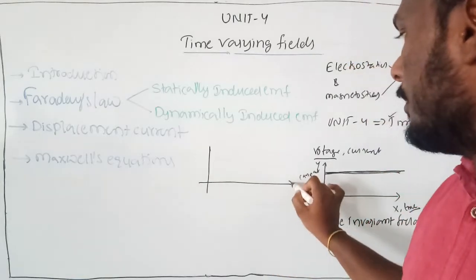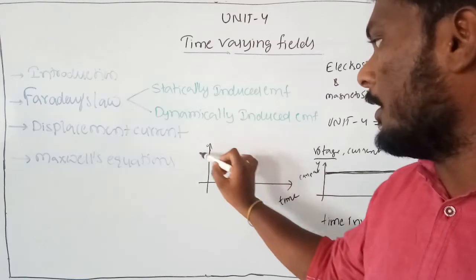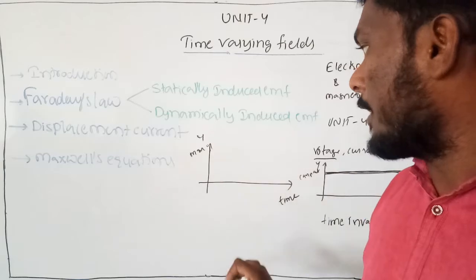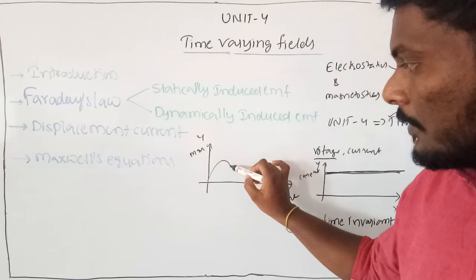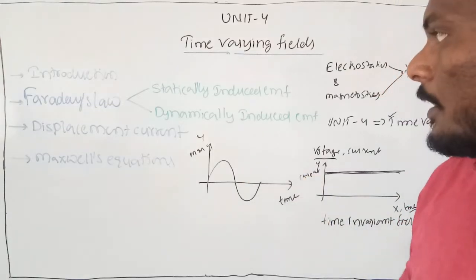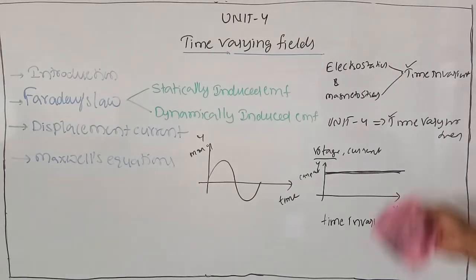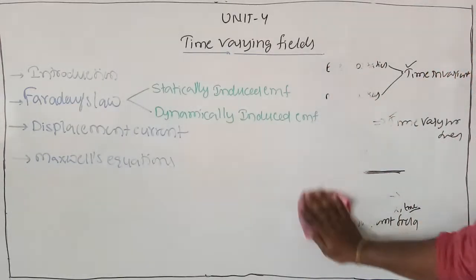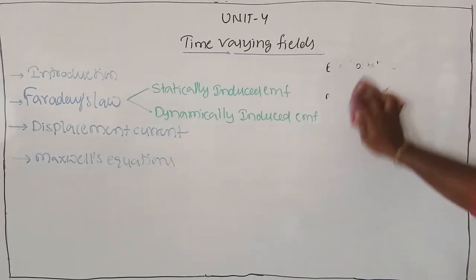Now, time varying fields. In the same x and y axes, on the x axis you take the time component, and on the y axis the magnitude. If the magnitude of the voltage or current wave varies with respect to time, such quantities are called time varying quantities. Now, in the first, second, and third units, we have discussed electric charges and magnetic charges.